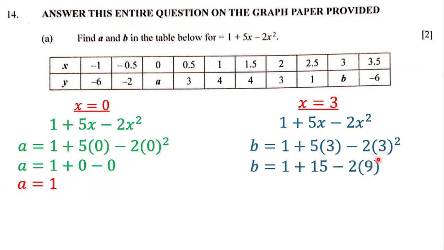And then we have 3 squared is equal to 9, and 5 times 3 is equal to 15. And next, what do we do here? We say 1 plus 15 minus 2 times 9, and that gives us negative 2. So b is equal to negative 2. So a is equal to 1, and b is equal to negative 2.